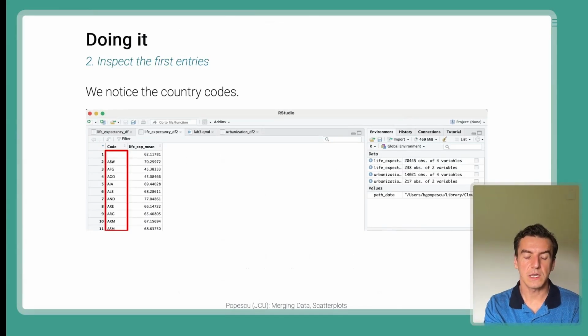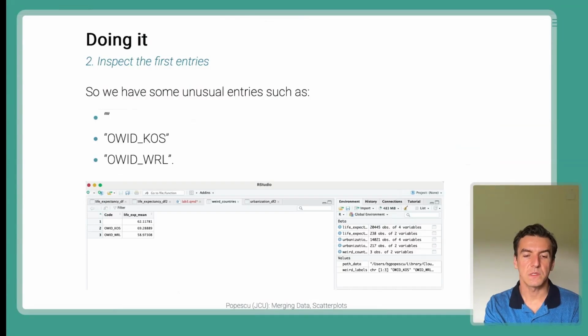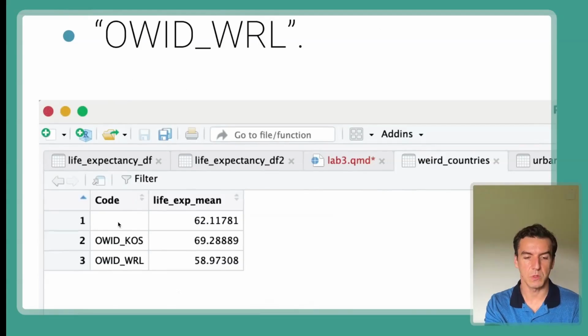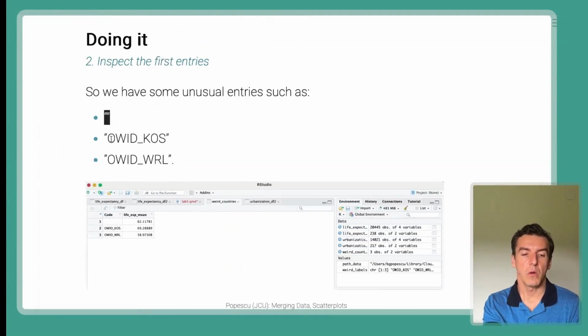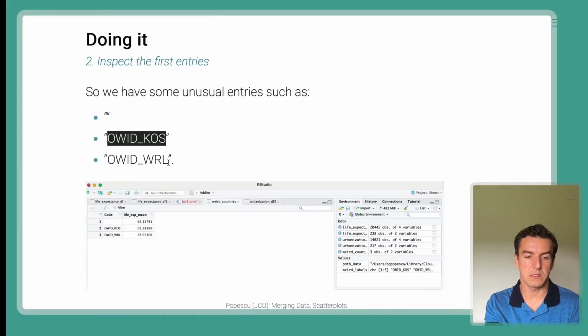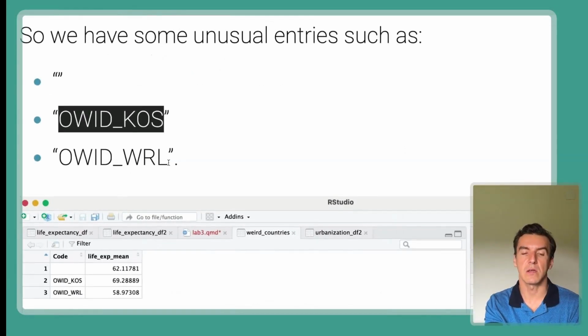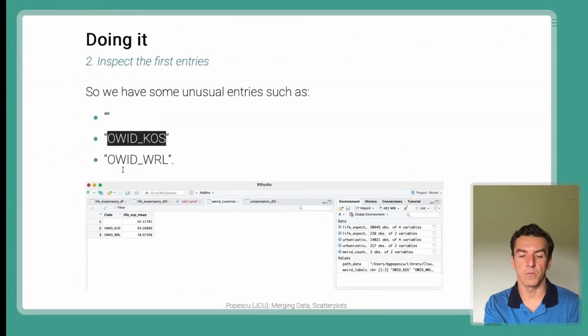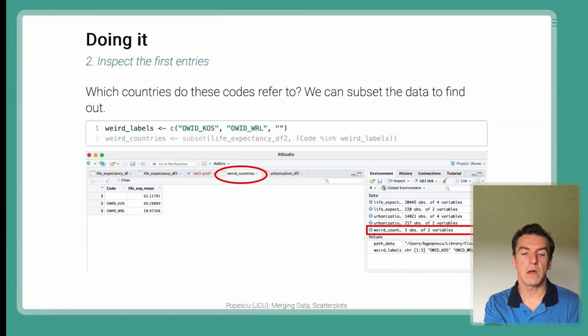So what's interesting here is that some of them have unusual entries. Rather than having a 3-letter code, some countries have nothing. This is the case here. So we have supposedly one country that has no country code. And we also have 2 additional units, OWID underscore KOS, OWID underscore WRL. So we probably want to get rid of these strange entries.